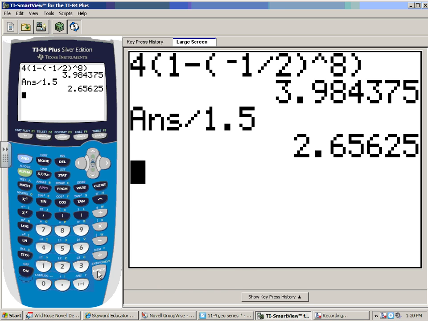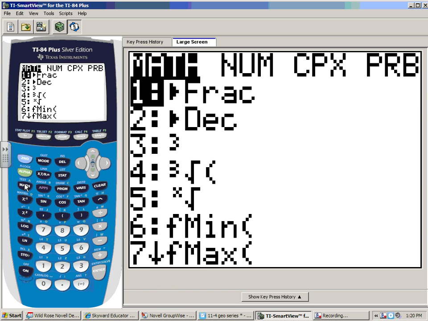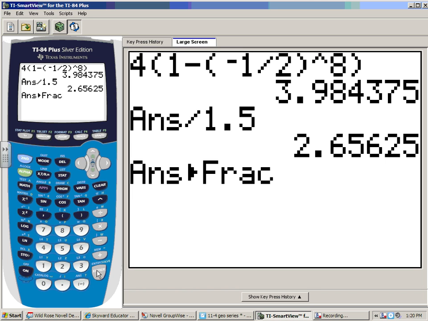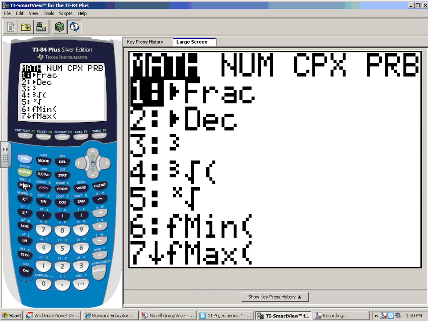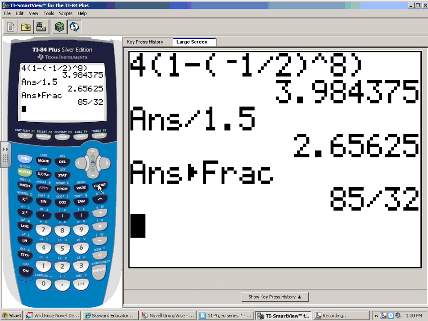It's under the math one. So under math, the very first option is to take your answer to a fraction. So you just hit enter. It'll take my answer to a fraction if it can. And there you go. If you want to write it that way, you can write it as 85 over 32 or 2.65625. Okay, it's under math. And then the very first, just hit enter. Yep. Hit enter and then hit enter again, and it'll take it to a fraction if it can.